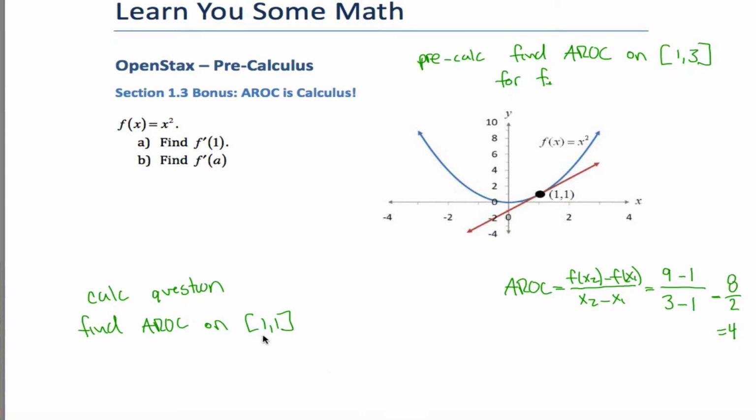If x1 is 1 and x2 is 1, then you'll have 1 minus 1 is 0. And you may remember from a previous math class, or this math class, that dividing by 0 is a bad thing. You can't get any information when you divide by 0. So to answer this question in calculus, find f prime of 1. This is find the derivative to this function f of x when x equals 1. It's really asking you find the slope of this red line right here.